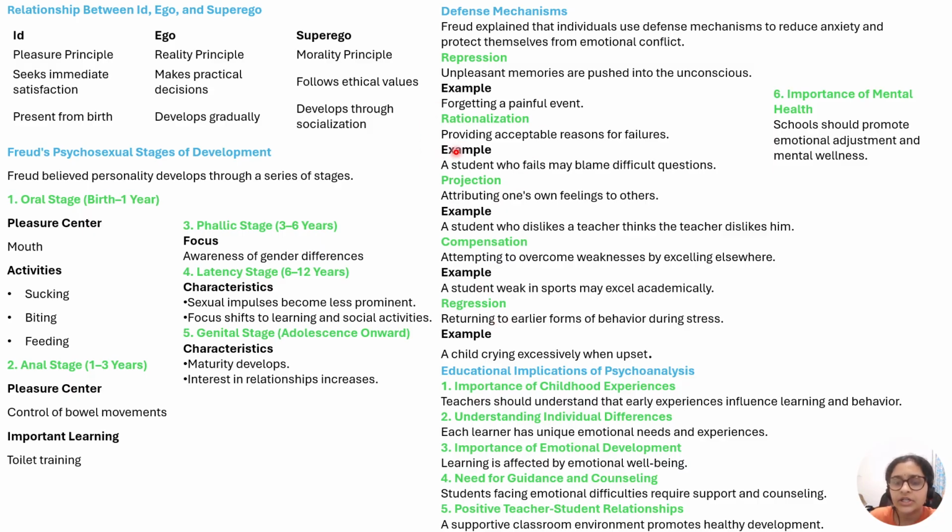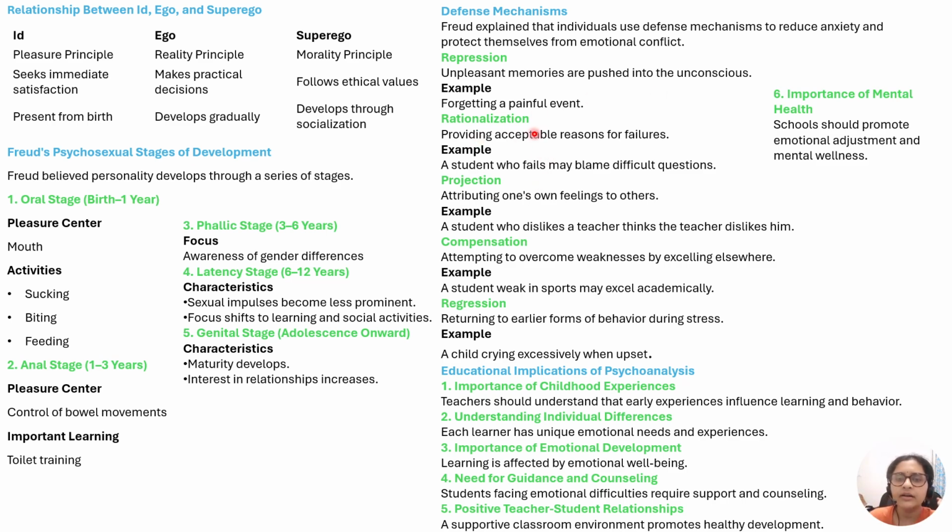Rationalization is providing acceptable reasons for failure. Repression is when unpleasant memories are pushed into the unconscious. Like if you had a traumatic incident, you will simply push it into the past. If you had any bad experience in the conscious stage, you will push it into the unconscious stage.